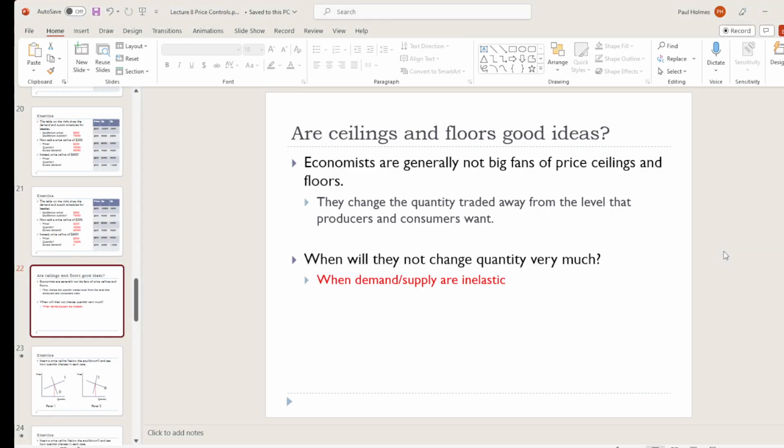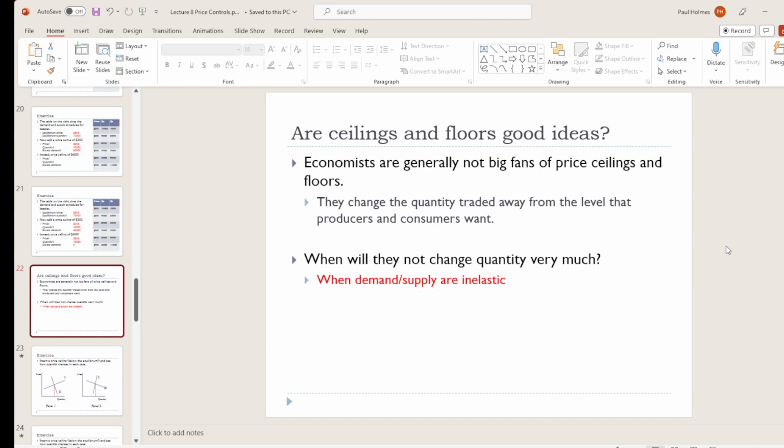In our next pair of exercises, we're going to take a look at situations where price ceilings and floors are better and worse. You've probably figured out through this lecture that economists typically don't like price ceilings and floors. They take that quantity traded away from its equilibrium level, from the level where the buyers and sellers are agreeing on how much should be produced and consumed.